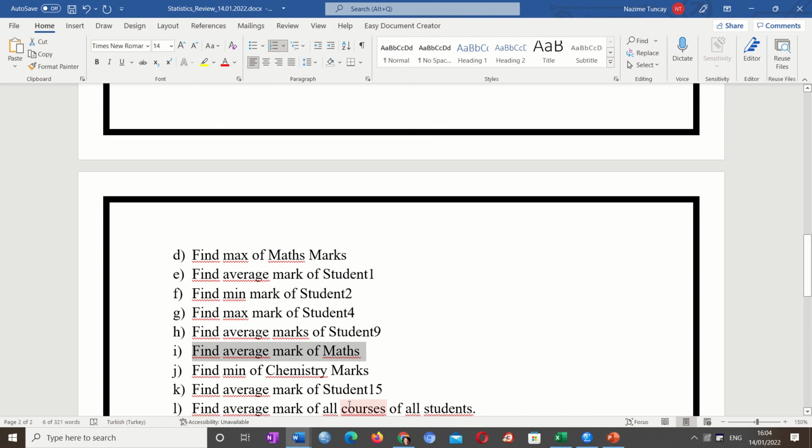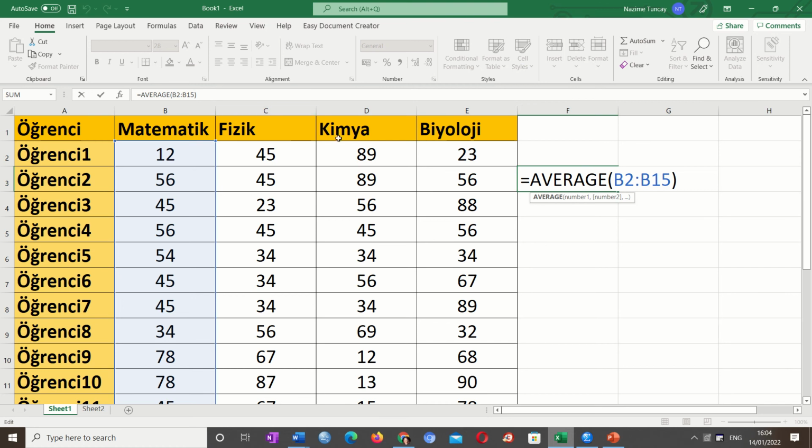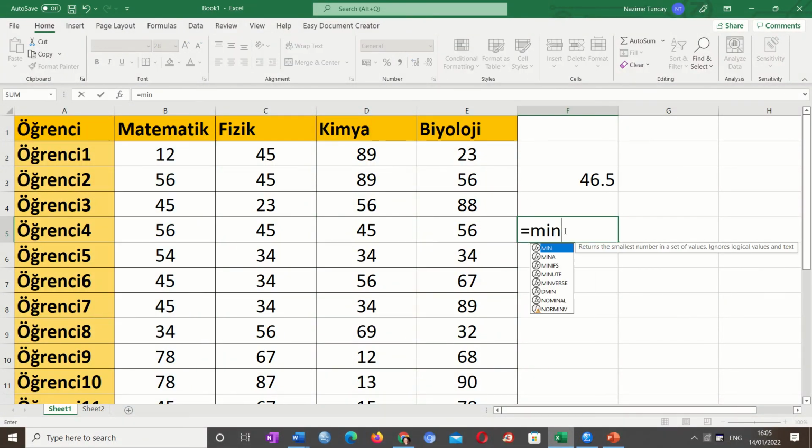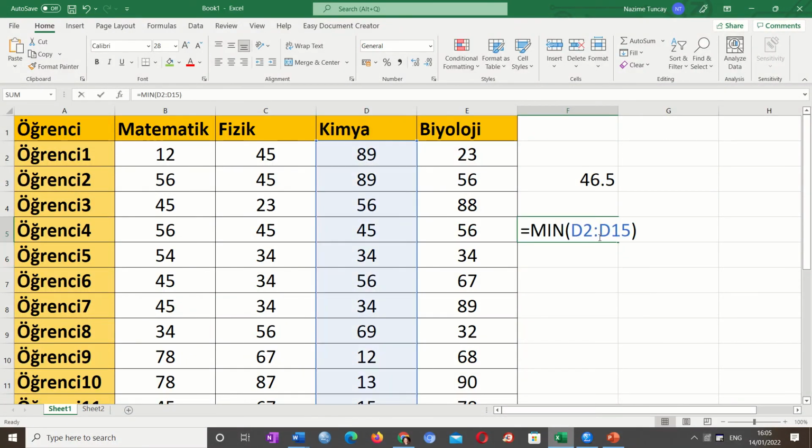Okay, so mean of chemistry marks. Let's find it. Where are the chemistry marks? Chemistry is here. So how can I find the mean of chemistry marks? Who is going to tell me? But before that, equal, mean, yes, bracket, 2 dots, D15, close brackets. Okay, that's how I find the mean of chemistry marks.